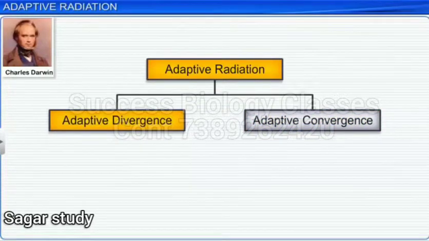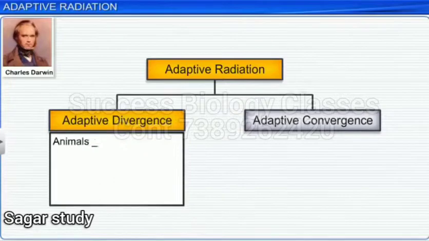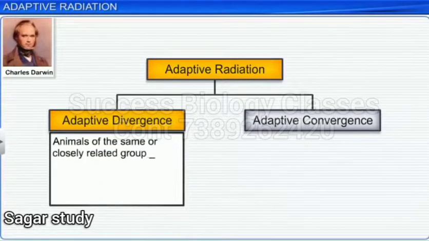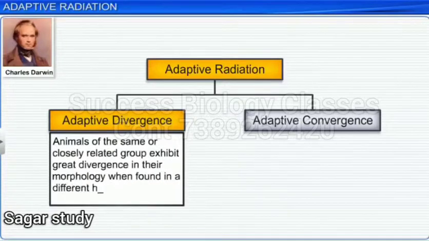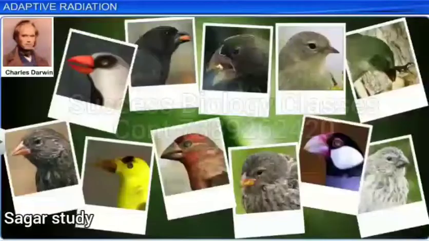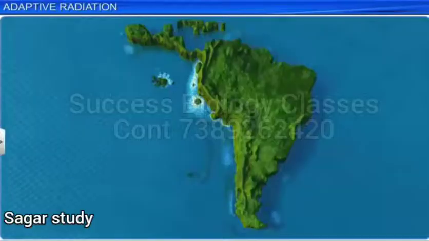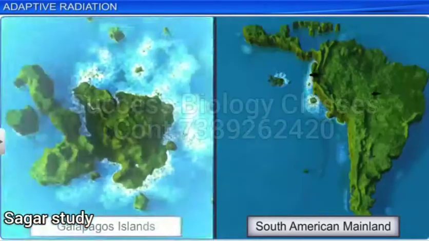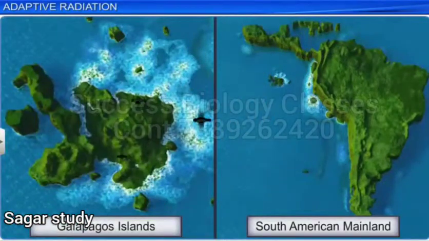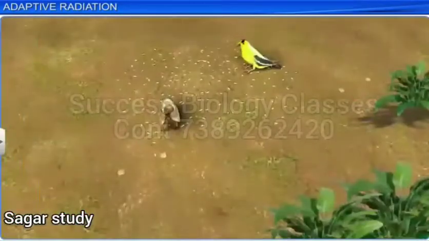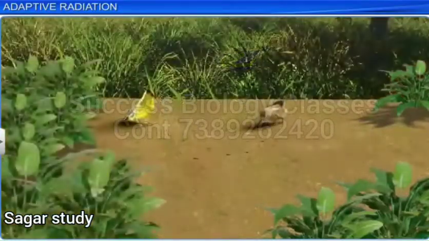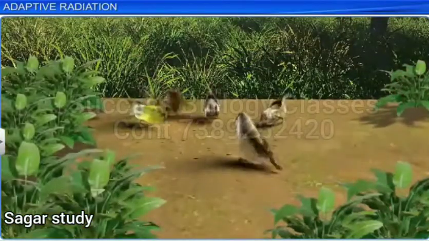In adaptive divergence, animals of the same or closely related group exhibit great divergence in their morphology when found in a different habitat. For example, the finches of the Galapagos Islands. These finches had originally come from the South American mainland to the Galapagos Islands. With the passage of time, they multiplied and began to compete with each other for food.